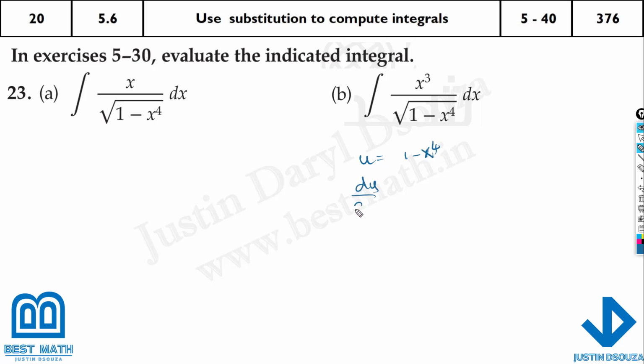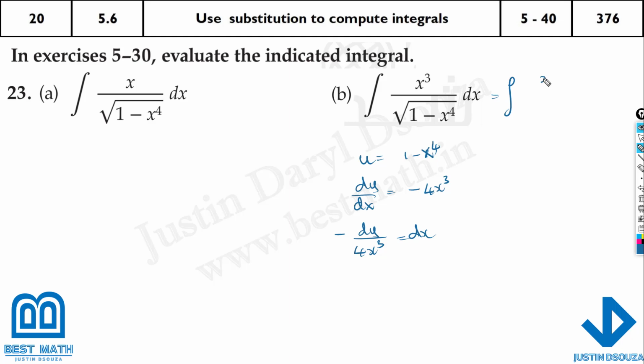So what happens when you differentiate u with respect to x? du by dx is going to be minus 4x power 3. Let's rewrite this: du divided by minus 4x power 3 is equal to dx. So now we'll substitute all these things in the given question.